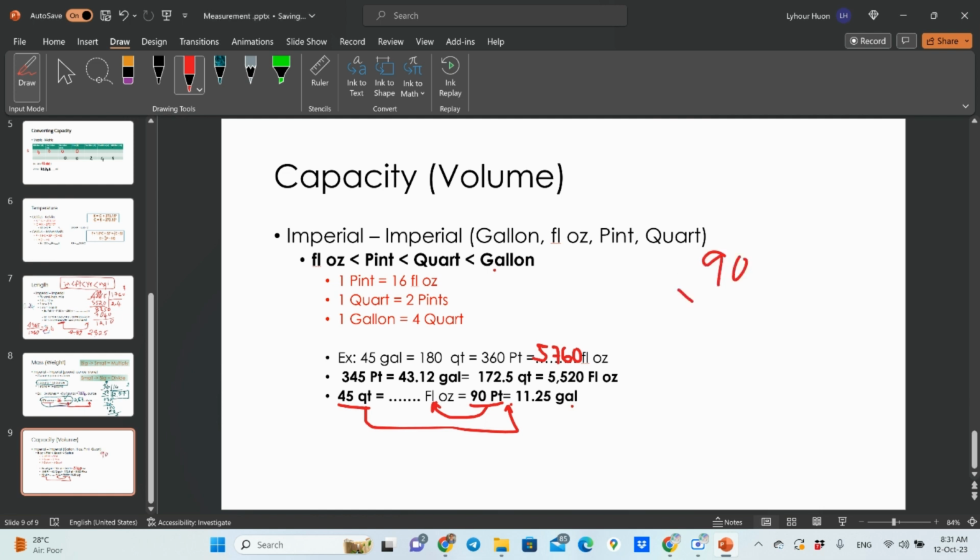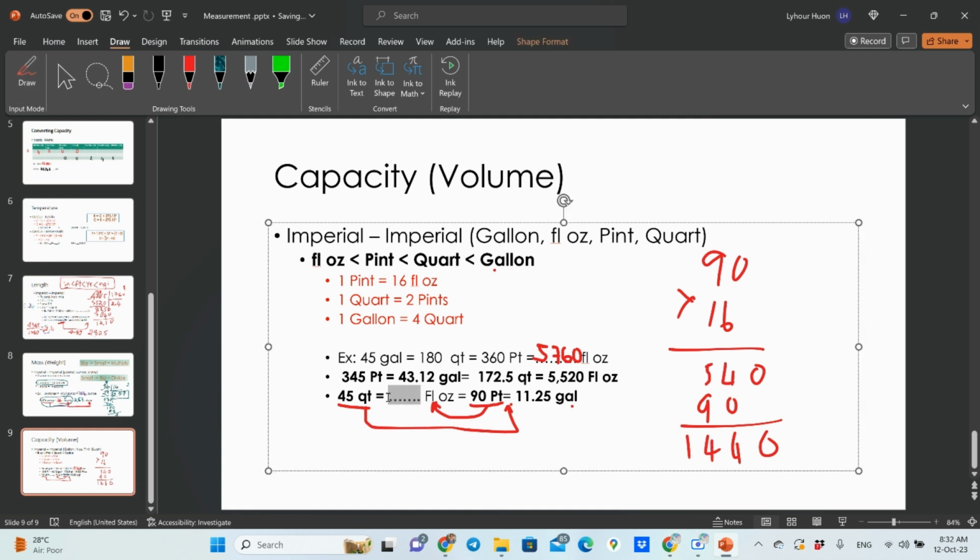So 90 multiplied by 16 is equal to... 6 times 9 is 54, 54, and we have 0, 9, 14. So 1,440 fluid ounces. Okay, this is the answer.